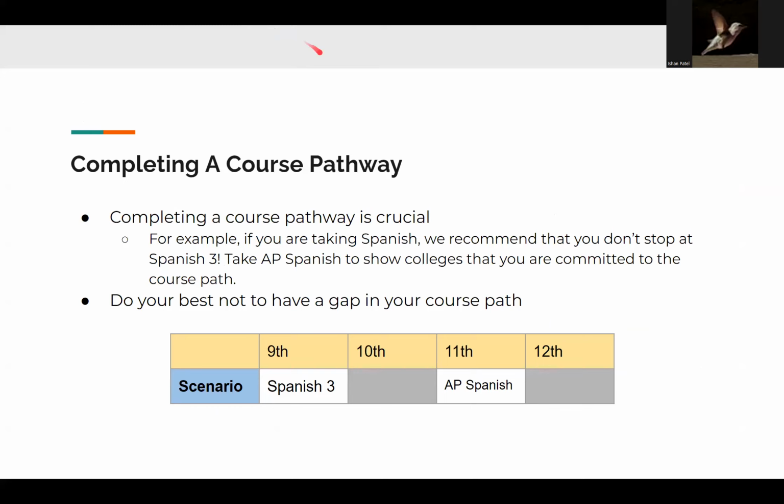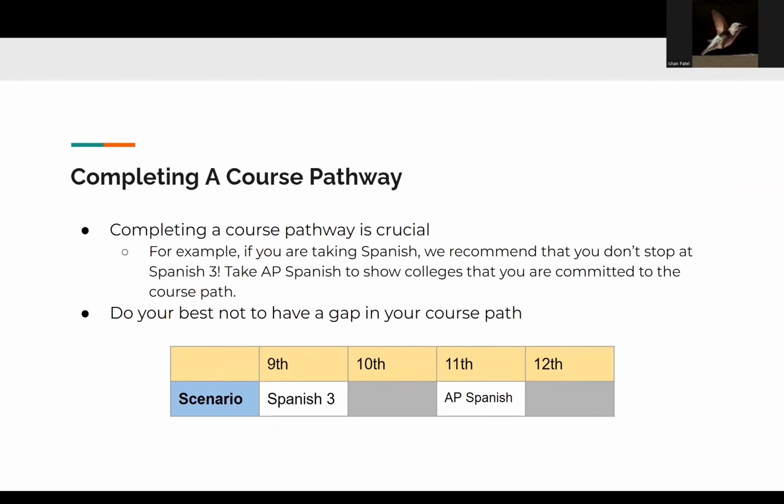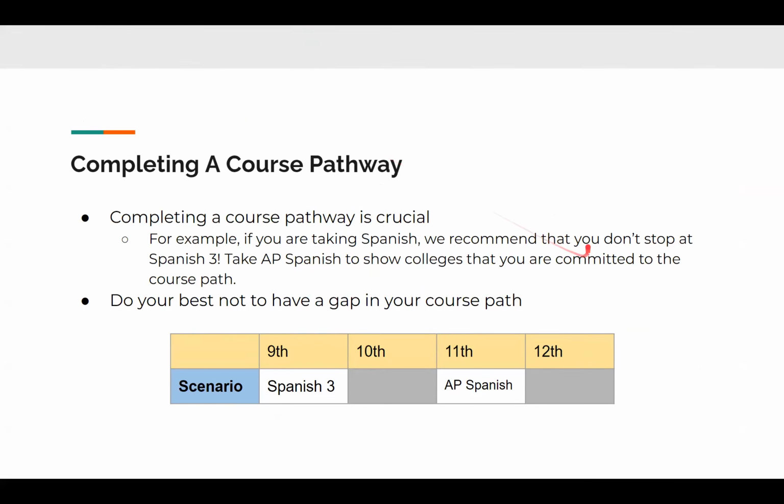Okay, so completing a course pathway. As we showed with the three examples before, completing a course pathway specific to your career interest is very important to show your interest. And secondly, for example, if you have Spanish, we would recommend that you don't just stop at Spanish 3, because then it just shows that you're doing it to complete the requirement, but instead take AP Spanish, though it is pretty challenging.